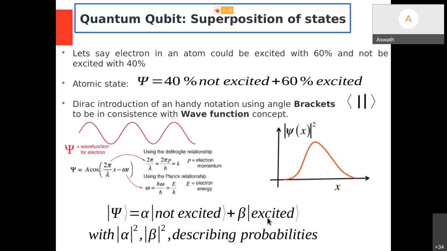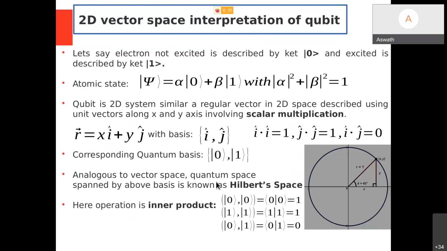So the idea of bringing in Dirac notation is that we wanted to write this quantum state in the form of some vectorial notation. What is a vectorial notation? For me, a two-dimensional vector R is xi plus yj, right? That we will see in the next slide. So a two-dimensional vectorial interpretation of a quantum state, that's what we are trying to understand now.